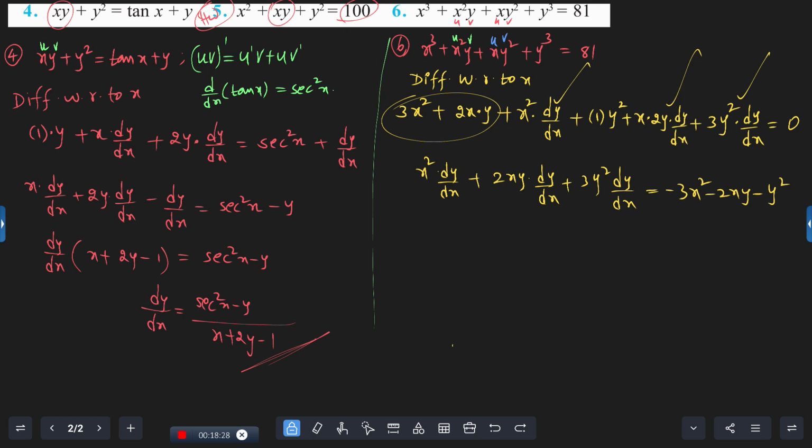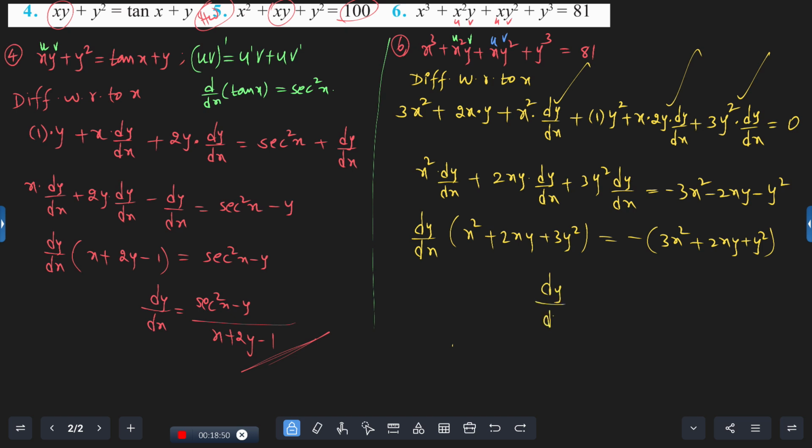Okay. Now take dy by dx outside. So x square plus 2xy plus 3 times y square, which is equal to minus, if you take it outside, 3x square plus 2xy plus y square. So I need dy by dx. Then the remaining you send opposite. That is in multiplication. When a multiplied term is sent opposite, you get division.